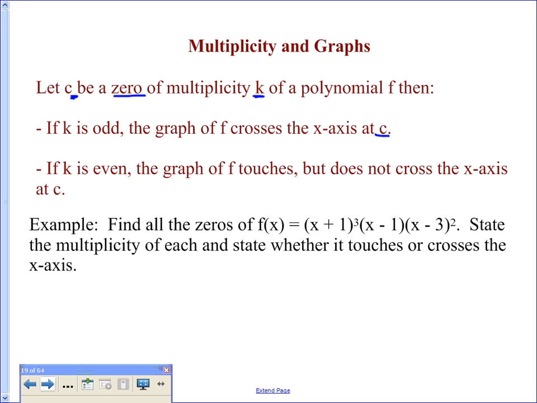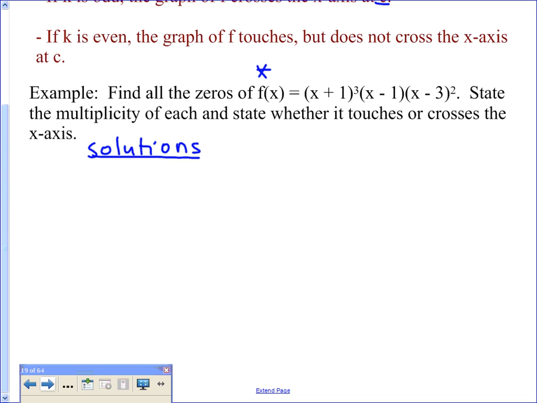So let's work through this example that I have here. You've got your f of x. It's written in factored form now, so that means that it's going to be very easy to find the solutions. Okay, so my solutions are going to be -1, +1, and +3. And I get those by solving each one of these.